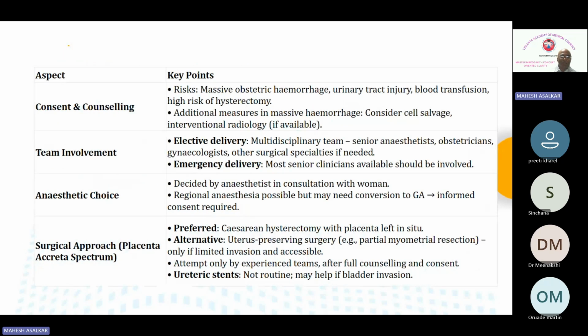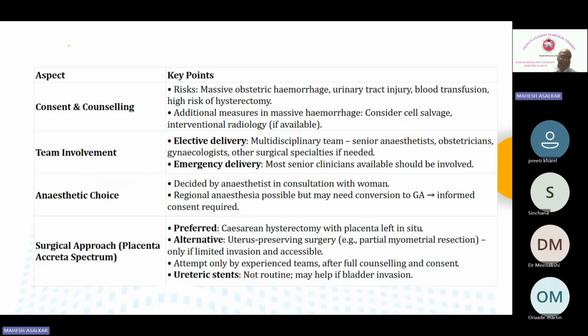Okay. Now, what we are going to discuss with respect to the consent, counseling, and what kind of team will be involved, that we'll see. Okay. So we need to talk about massive obstetric hemorrhage, urinary tract injury, blood transfusion, higher risk of hysterectomy. Additional measures in massive hemorrhage will be considered: cell salvage and interventional radiology if possible.